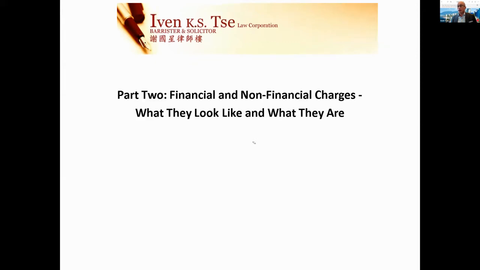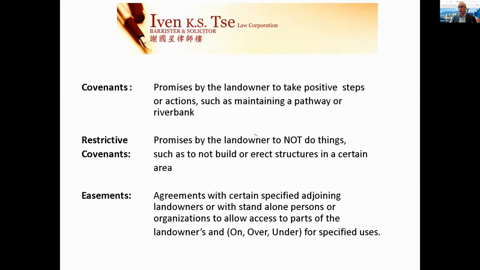Okay, next one. What are some financial and non-financial charges? I just want to give you a brief outline of some really common ones and a little bit about what they are. So start off with the list. Covenants. Covenant is like a Latin word for a promise. So it's a promise by the owner to do something positive, such as maintaining a pathway or riverbank or things like that. So it's positive promises to do something.